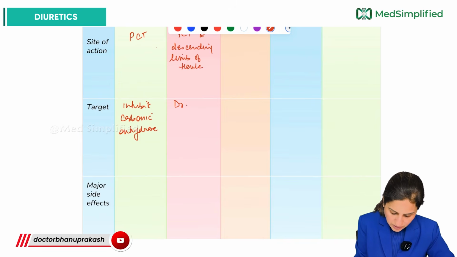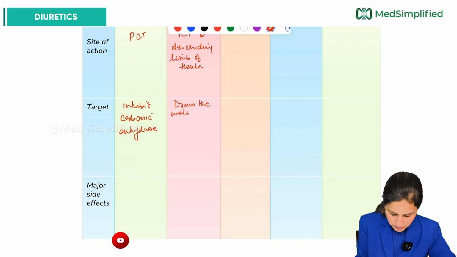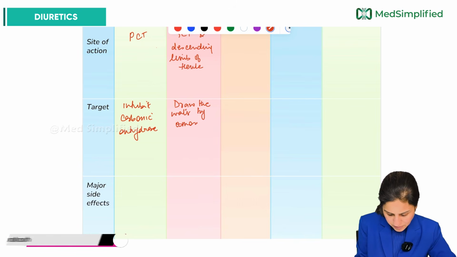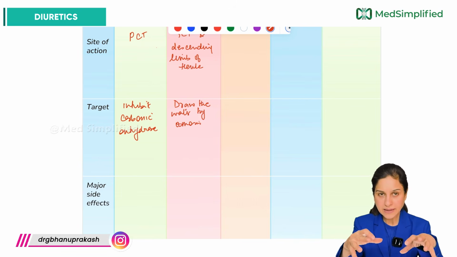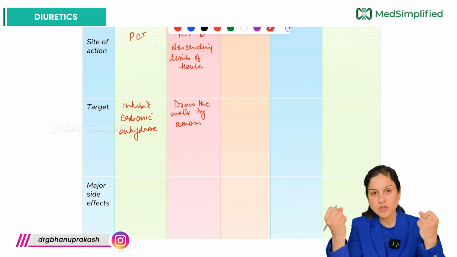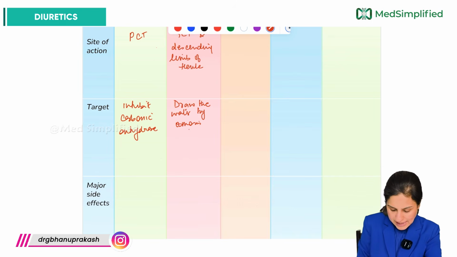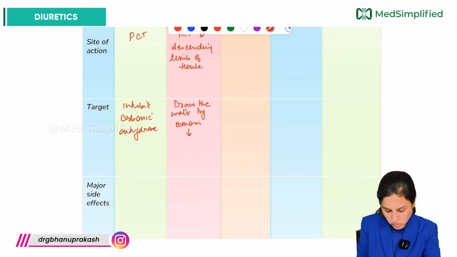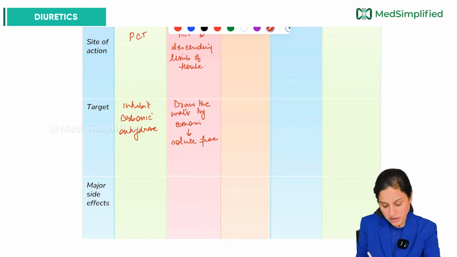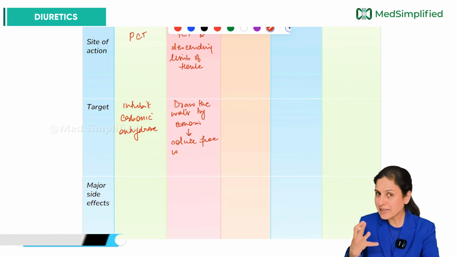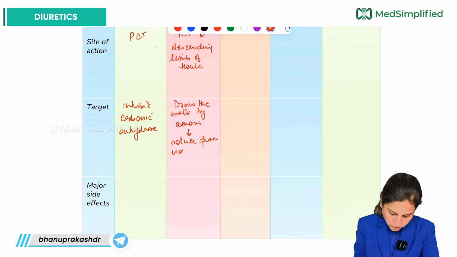So, they enter the lumen of the kidneys and draw water by osmosis, and this will lead to a solute free water loss. So, it's more water, less of solute. So, solute free water loss.